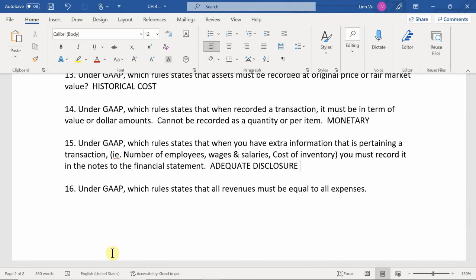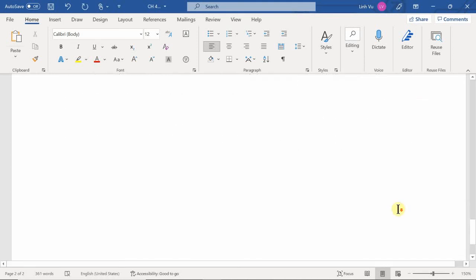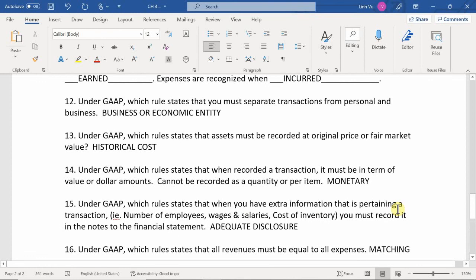Okay? Last but not least, under GAAP, which rule states that all revenues must be equal to all expenses? Matching. This is 100% the matching principle, okay? All right, so once again, good job, everybody.